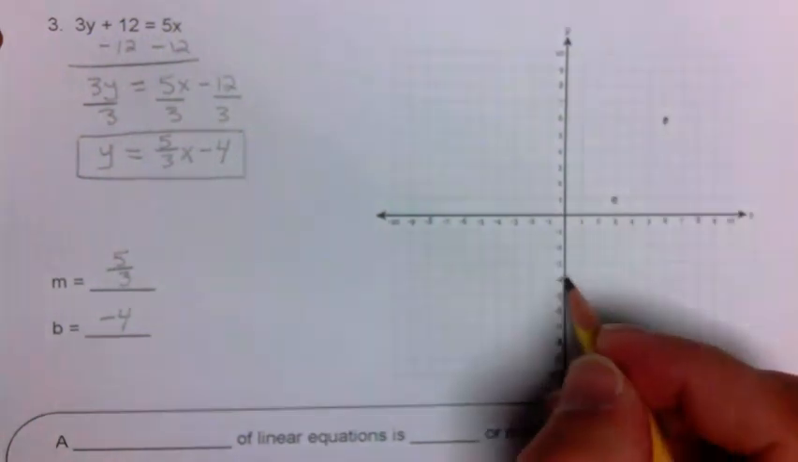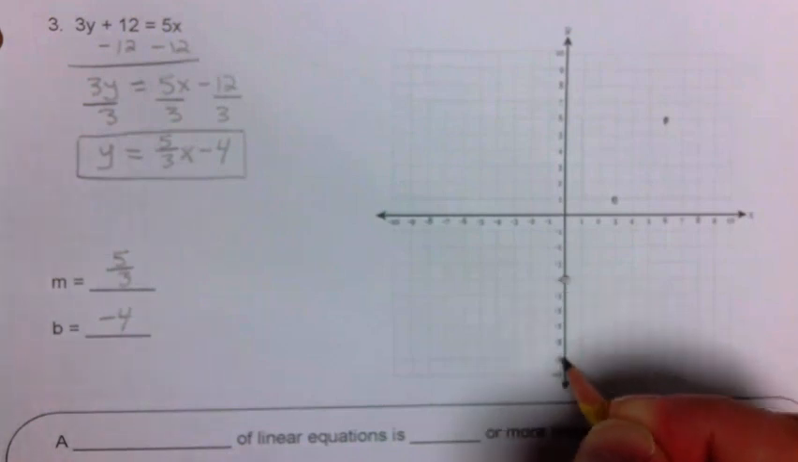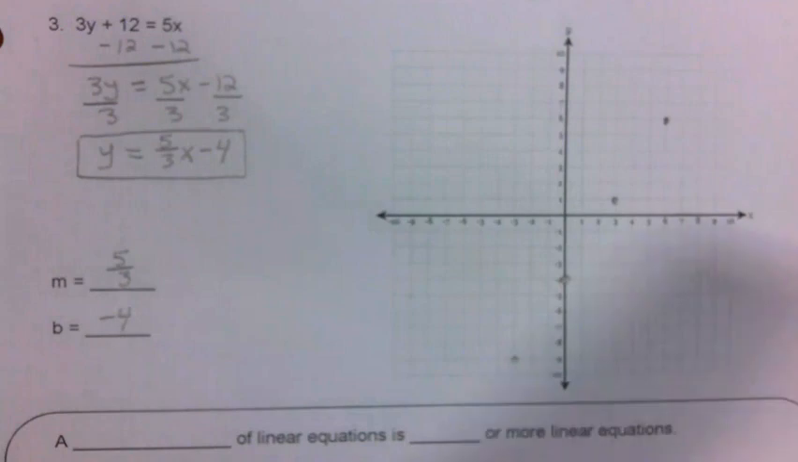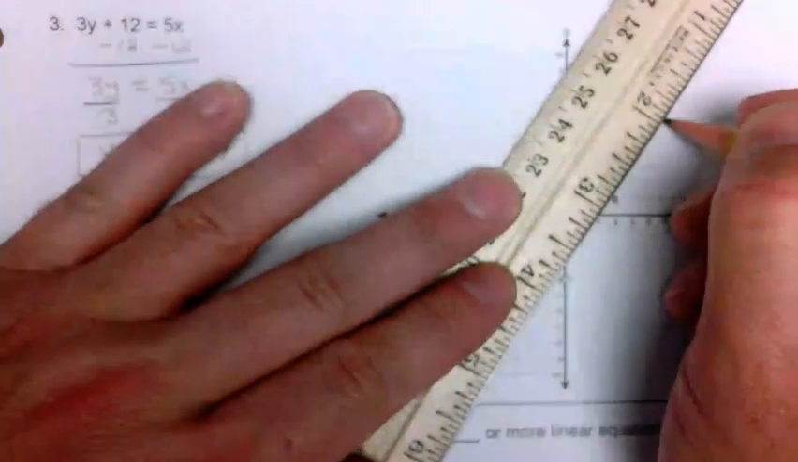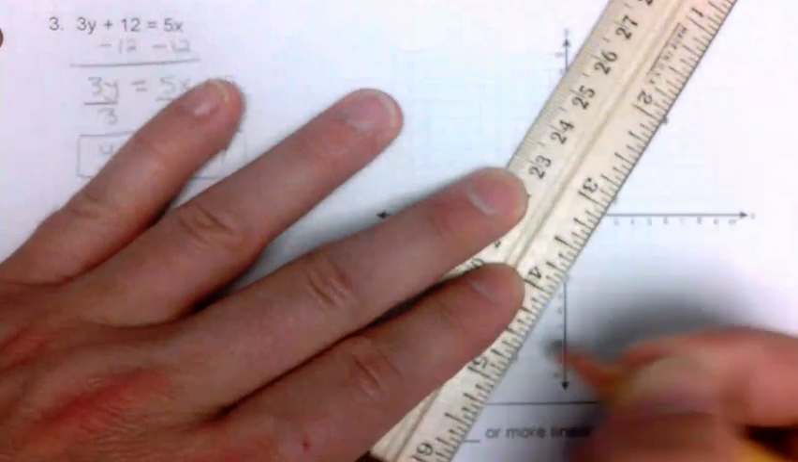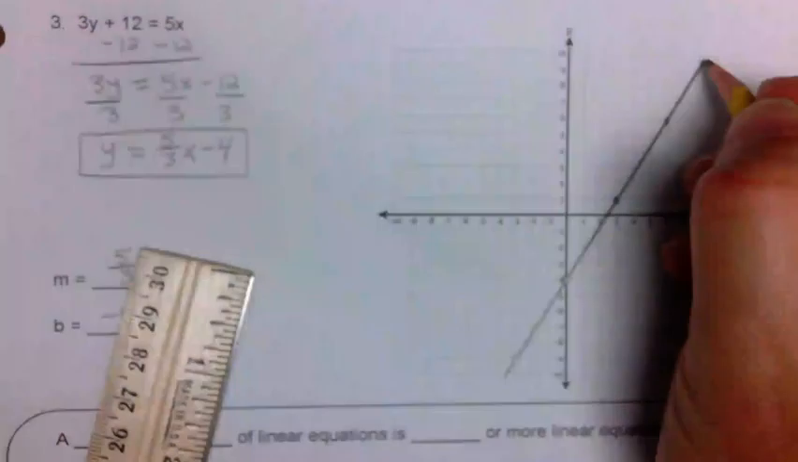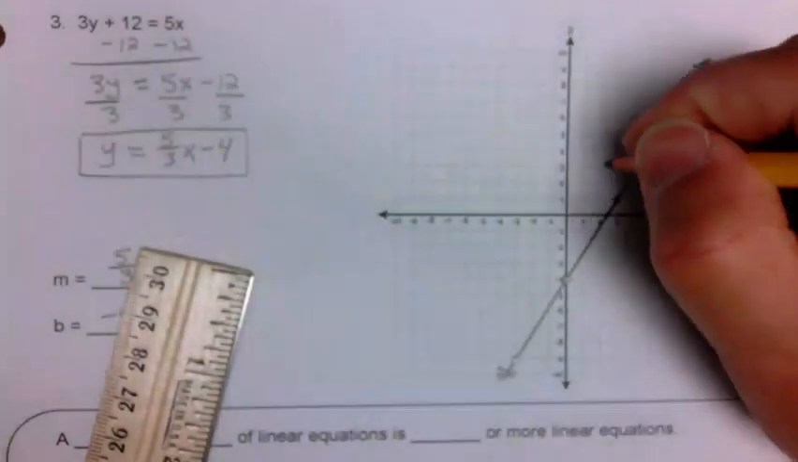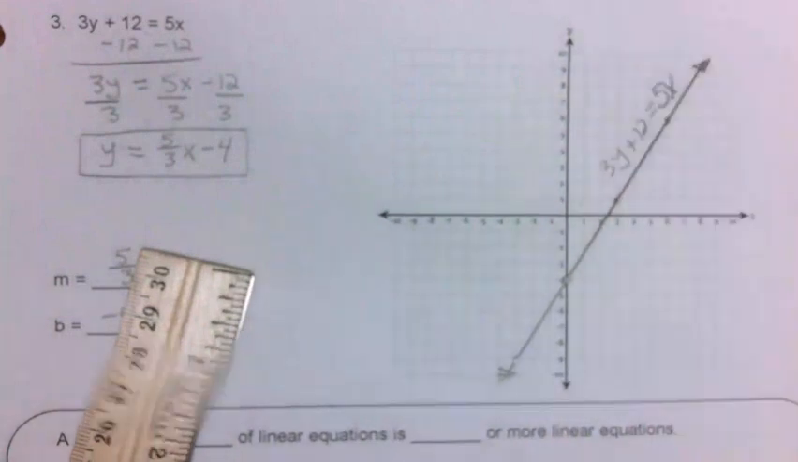And we can go back to the y-intercept and do it in reverse. Go down 5, 2, 3, 4, 5, and to the left 3. 1, 2, 3. All right, and now use your ruler, and we can connect those points and make a nice straight line and arrows. And the label, this was the line 3y plus 12 equals 5x.